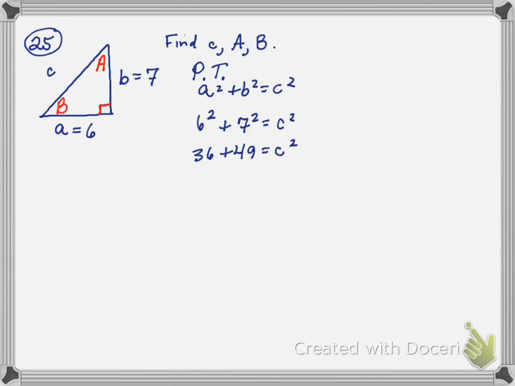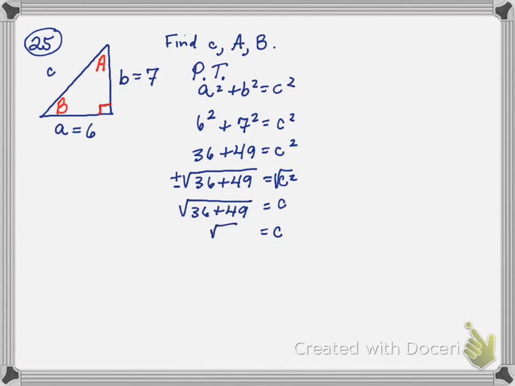Now, to get c isolated, I have to take the square root of both sides. And when I do that, by the way, I actually get two answers, a plus and minus one, but I get c equals the square root of 36 plus 49. I'm going to ignore my negative answer because I'm talking about the length of a side and it doesn't make sense. So when I find c, I find that it's the square root of 85.